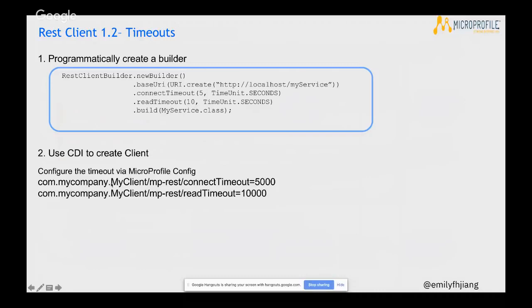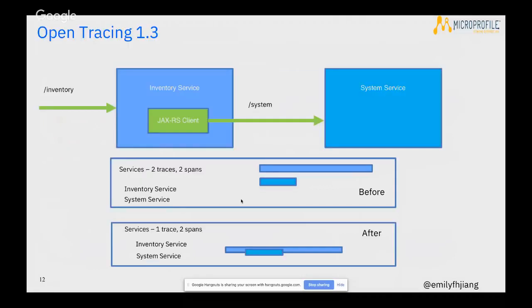And then if you use CDI, this is the first one, the programmatic way to create a REST client builder. The second one, if you want to use the auto-register REST client and also inject the REST client, you can use MicroProfile Config to directly configure the connect timeout and read timeout. So that's the REST client.